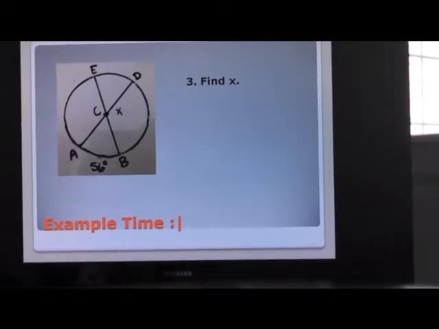To find x, we know that arc AB is the included arc, so its central angle, angle ACB, would also equal 56 degrees. And since it's a linear pair with x, you would find x by taking 180 degrees minus 56 degrees, which makes x 124 degrees.